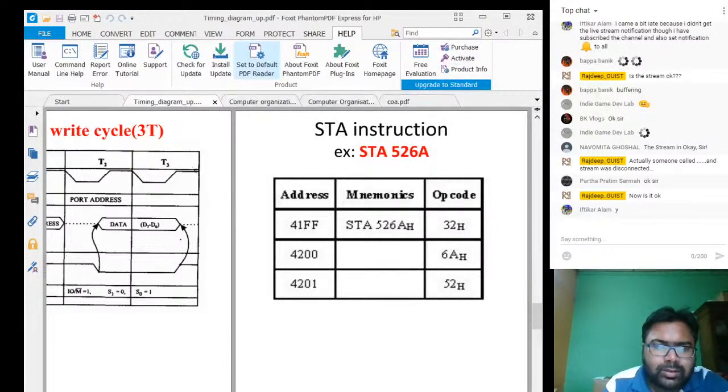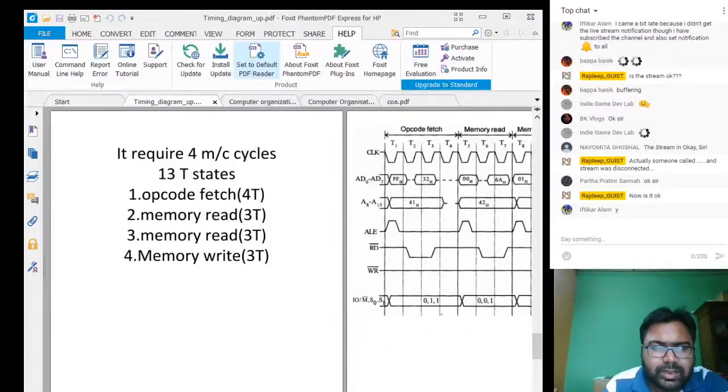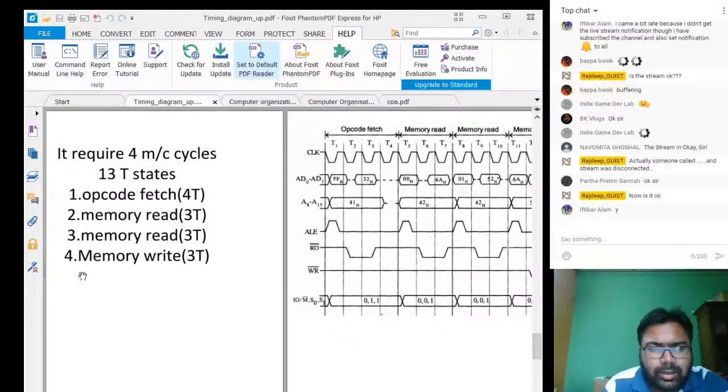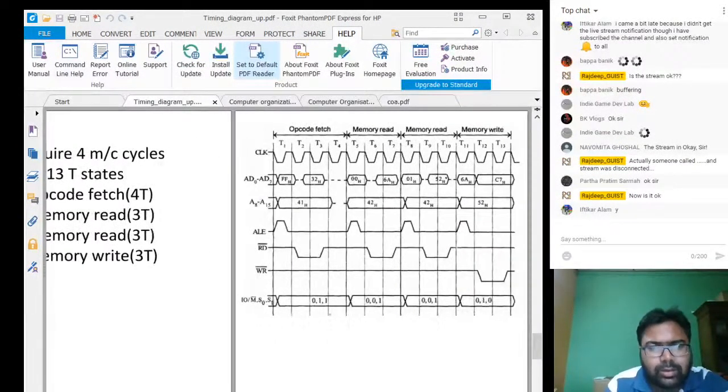It requires 13 T states. Why? First you need to do the opcode fetch, then memory read operations. Here you go for two memory reads because it is a 16-bit number, so you cannot do it in a single memory read. And then you have a memory write, where you store the content to the identified memory location. Let's try to follow it.